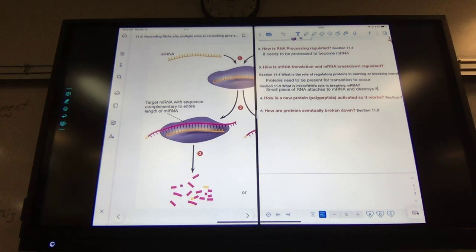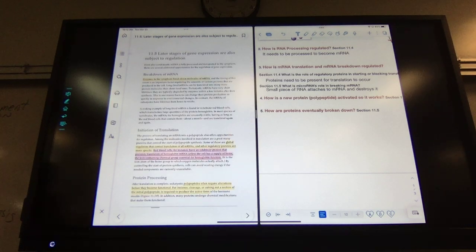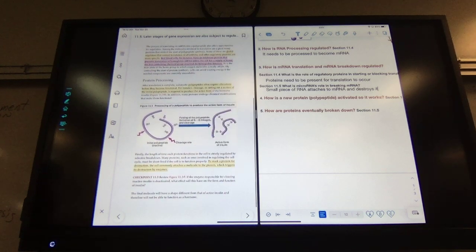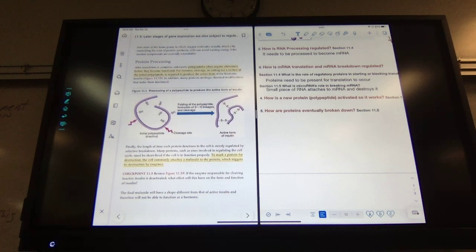Number 4, we have allowed the protein to be made. Transcription and translation occurred. We have 2 more chances to ruin the protein party. I'll show you a picture of it. Yeah, I was short. Yes, a picture.